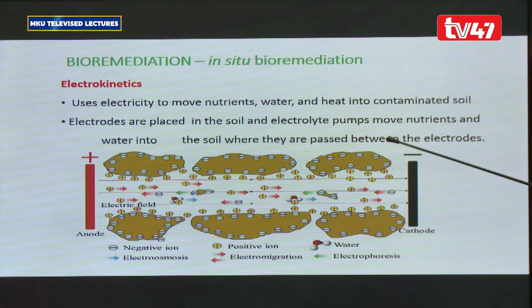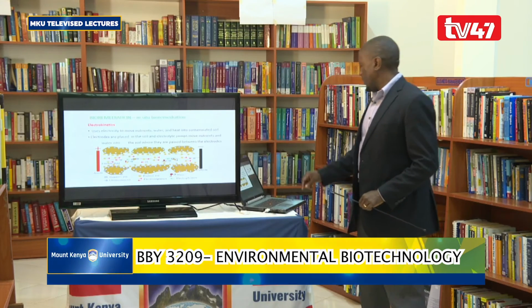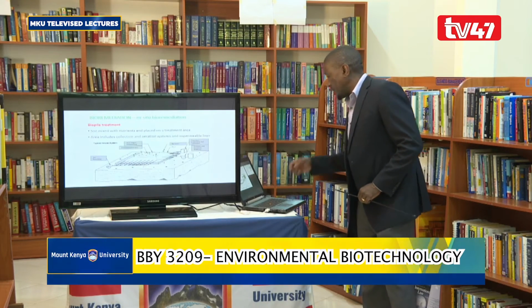Then we have electrolyte pumps, which now actually pump the nutrients into the soil, while the electrodes now create that field where now the nutrients will be able to move around. This way you are ensured of the growth of the microorganism, and then it will take care of the contaminants.